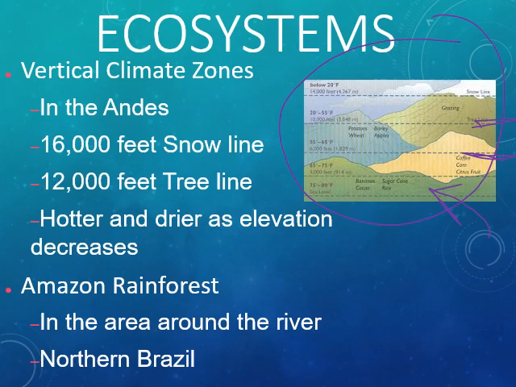As far as the Amazon rainforest, it is another giant ecosystem that exists, and it's mostly around the Amazon River in northern Brazil. It's a very large ecosystem. We'll talk about it on the next slide.